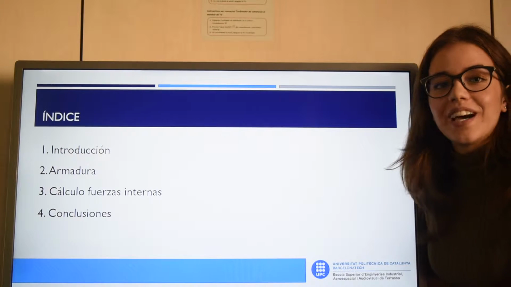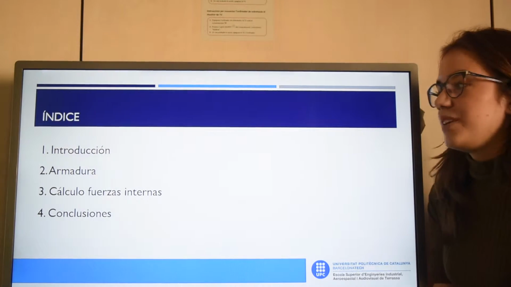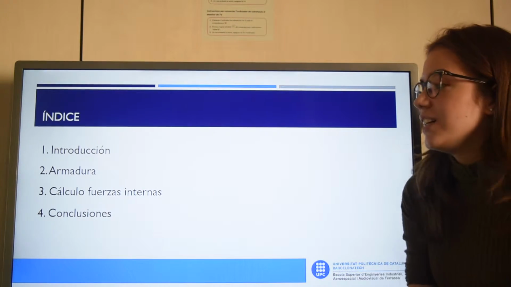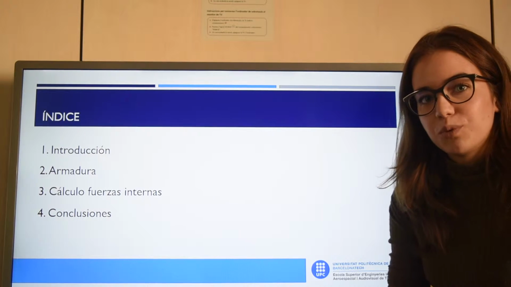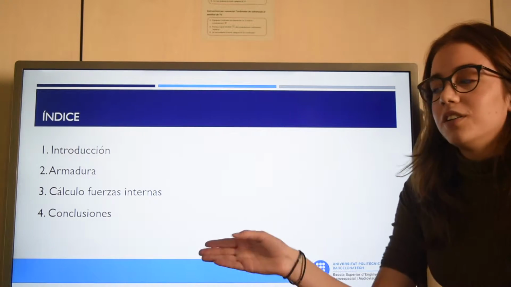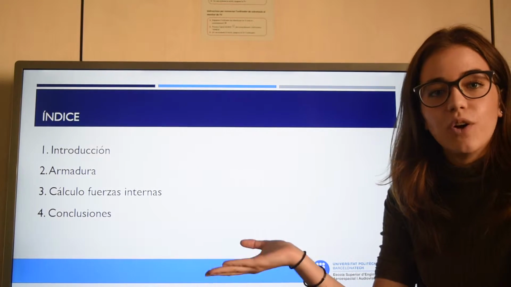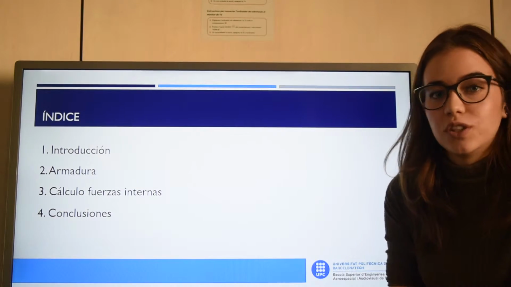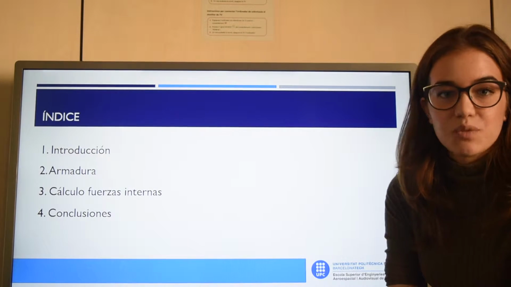We're going to guide you through the main points we are going to cover, which will be introducing our project, the truss structure we've based our project on and worked with, and the main goals we wanted to accomplish while doing this project, and finally the forces, how we came to calculate all of the forces affecting each one of the bars of our truss structure, and finally the conclusions we've extracted from making this project.